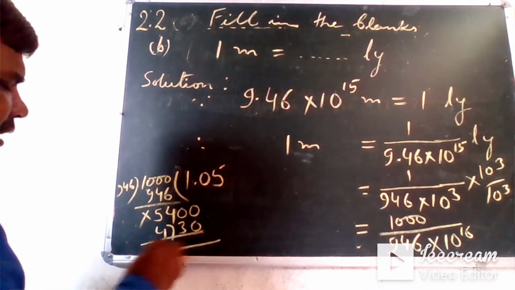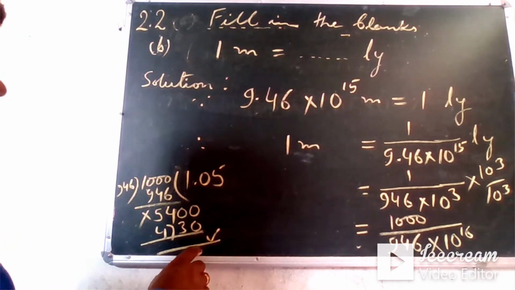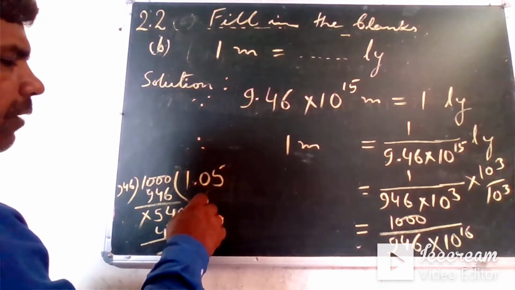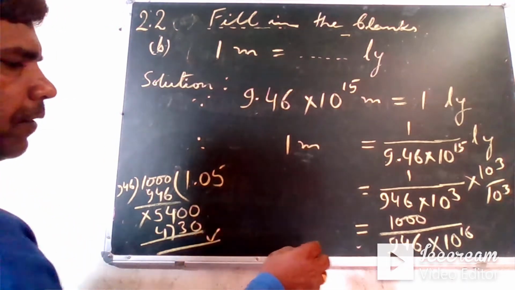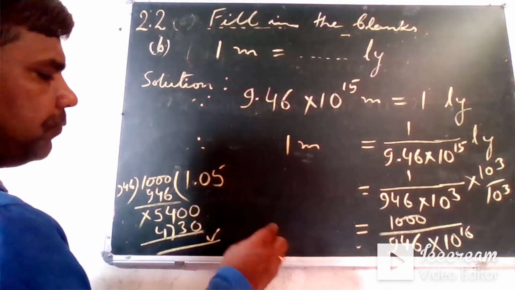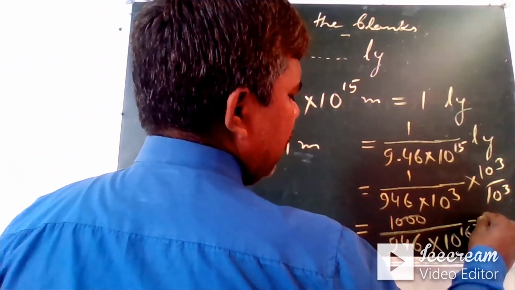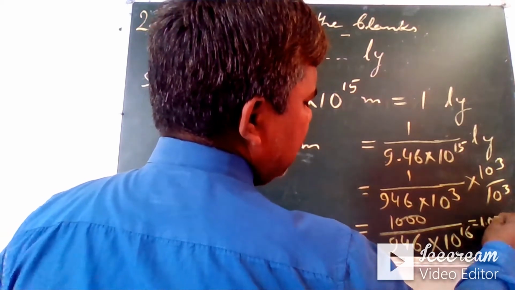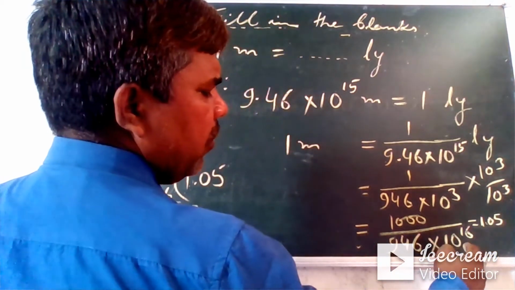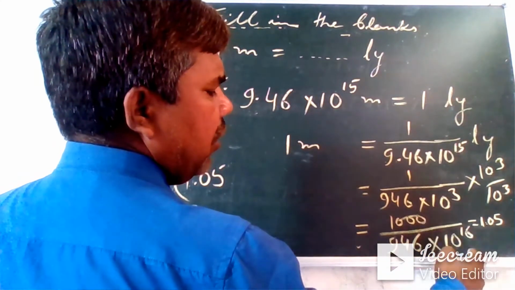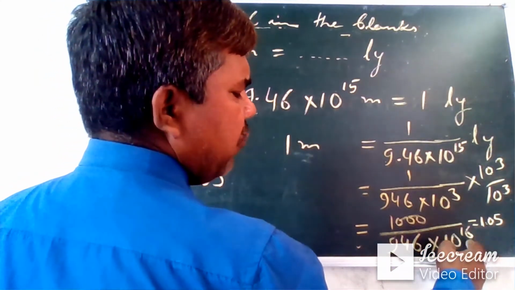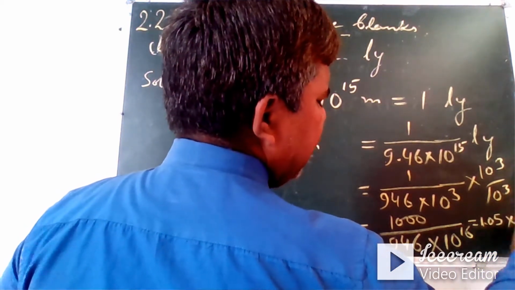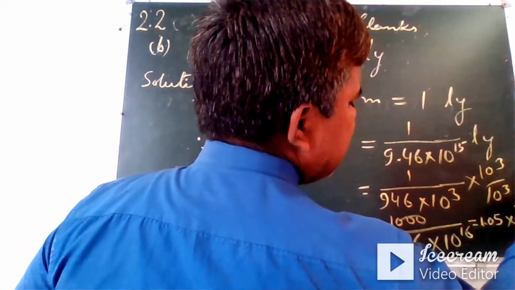What is the remaining part here? The remainder we will not decide. Here is the main part that we have obtained. What have we obtained? 1.05. Okay, 1.05, and 10 to the power 16 will go upside. It means on the numerator, then its power will become negative. So here it has become 10 to the power minus 16.